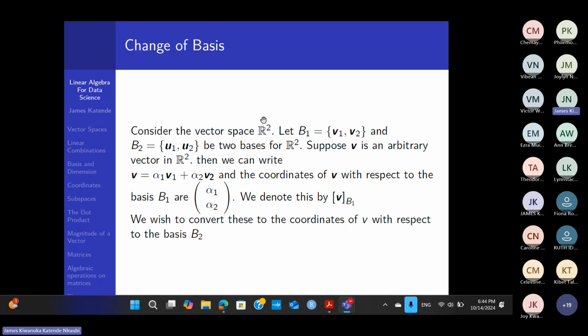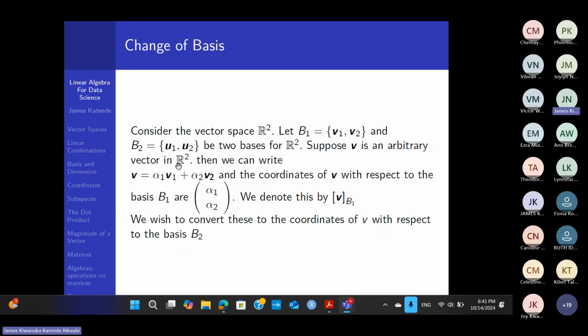If you start with R2, you can set up two bases, B1 and B2. So B1 has the vectors V1 and V2, and B2 has the vectors U1 and U2. So these are two bases for R2. That is possible. We saw earlier that there are infinitely many different bases for R2. So definitely you can get two different ones.